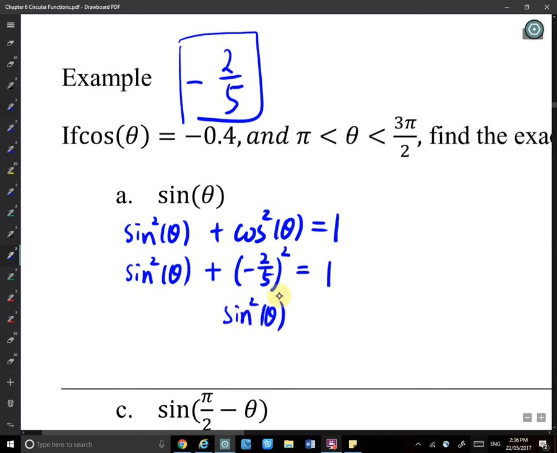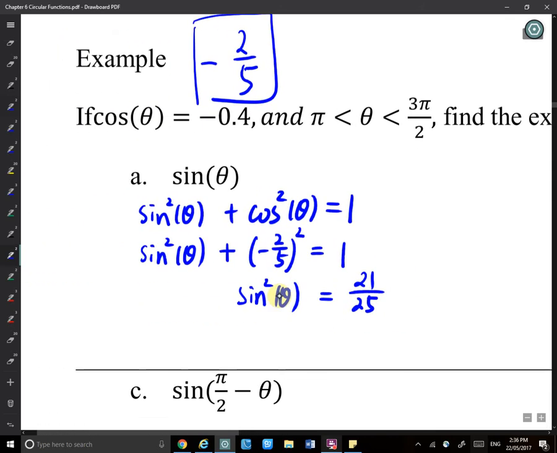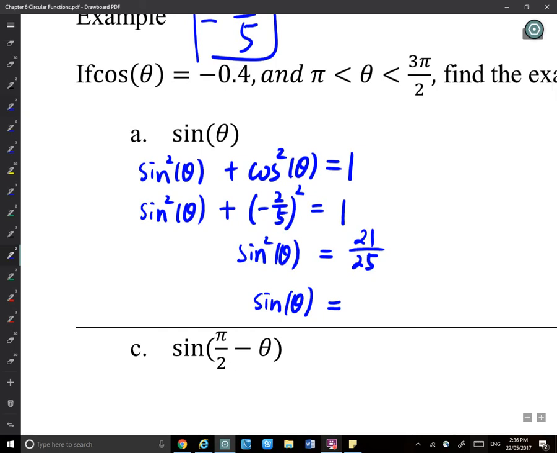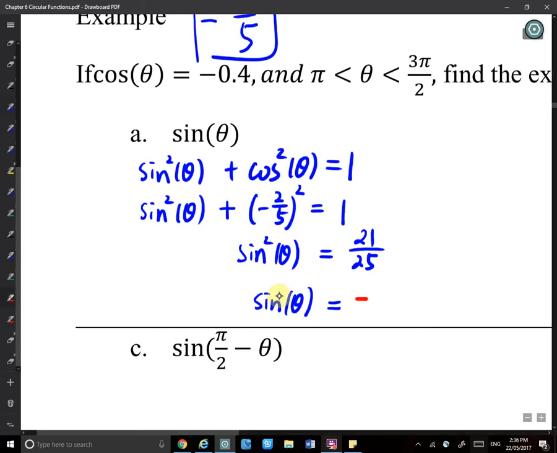Sine squared theta equals, okay, that's 4 on 25, so 25 minus 4 is 21 on 25. What does sine theta equal? What do you write for this step? You need to have the plus minus of square root 21 on 5. You must write the plus minus in this step.